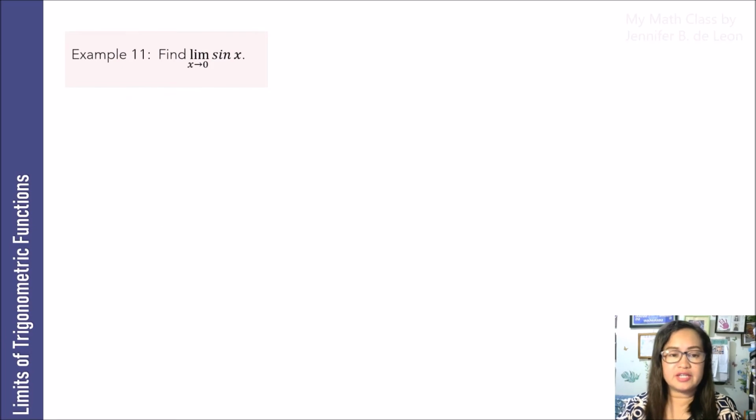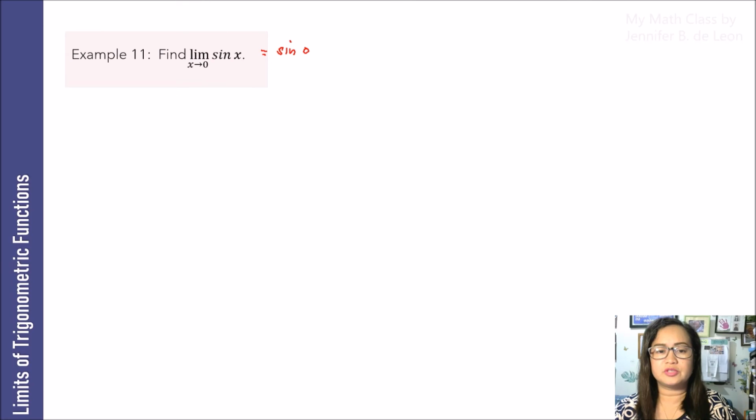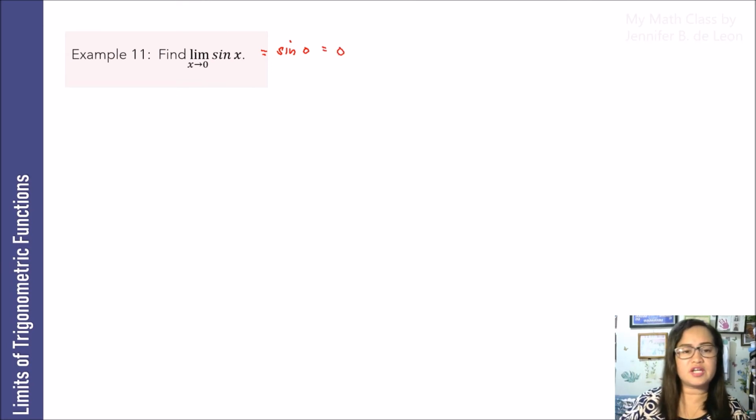Now let's take a look at trigonometric functions. Let's consider example number 11. Find the limit of sine x as x approaches 0. We can just evaluate this by replacing x by 0. So we will have sine 0, which is equal to 0. Therefore, the limit of sine x as x approaches 0 is 0.